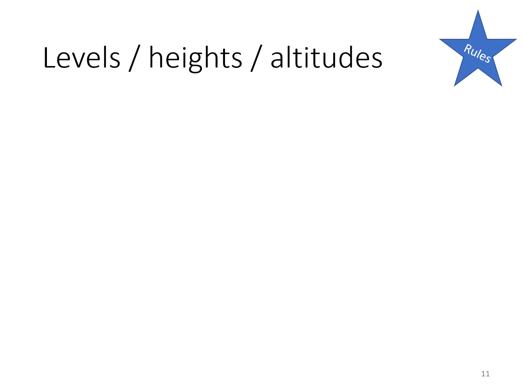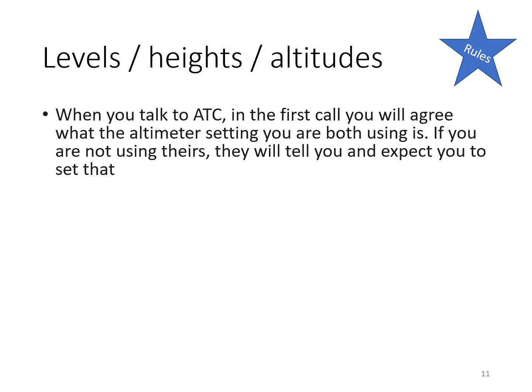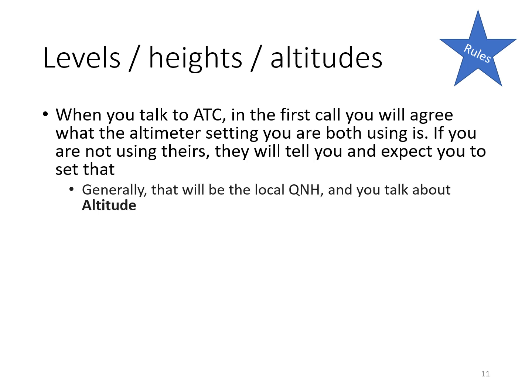Let's have a look at how we talk about levels, heights and altitudes. When you first talk to an ATC unit, it's important that you both agree on which altimeter setting you're using. Only then can you communicate about how high you are. That means that you're going to use the one that they tell you about. Generally, that will be the local QNH. You then refer to your altitude.